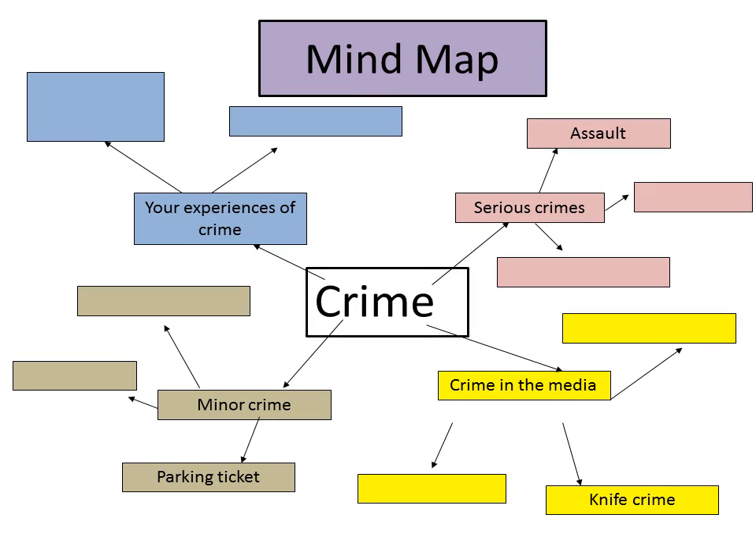Now, on your handout, or indeed you can just draw one of your own, I'd like you to think about your understanding, your experiences of crime. So if you complete the mind map template or you draw a mind map of your own, we're looking at your experiences of crime. We're looking at what are serious crimes. What would you class as minor crimes? So there's an example there of getting a parking ticket.